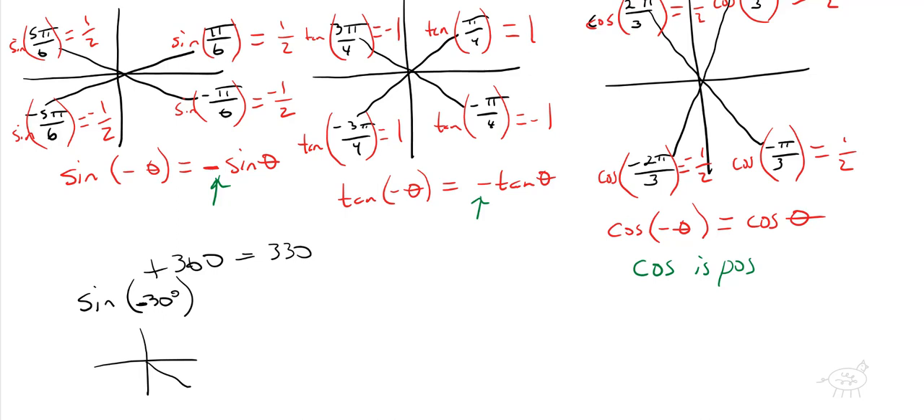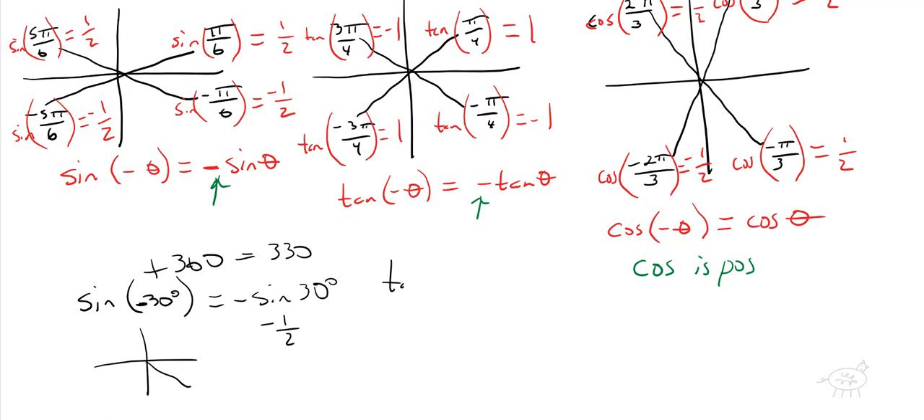If I said sine of negative 30, I can just pull the negative out. That's negative sine of 30. And we already know sine of 30 is 1/2, and then it's negative. It's sweet. So you can deal with a negative angle now by just pulling it out and making it a positive angle and just putting the negative in front of the sine or the tangent.